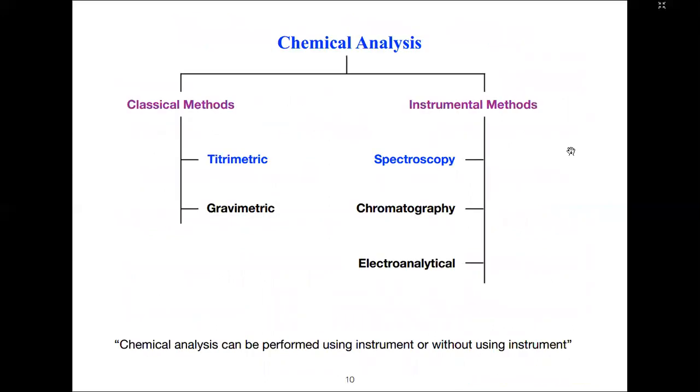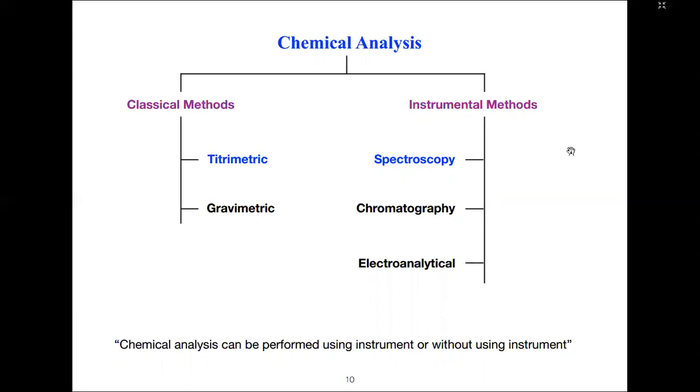Whenever you think about chemical analysis, it can be done in two different ways. One of them is by using an instrument, which we call instrumental methods. The other is without using an instrument, which is called the classical method. For this course, in classical methods, we'll be focusing on titrimetric only, titration. However, there are different classical methods. The other one is gravimetric analysis. These methods don't use instruments. That's why they are called classical, old, traditional methods.